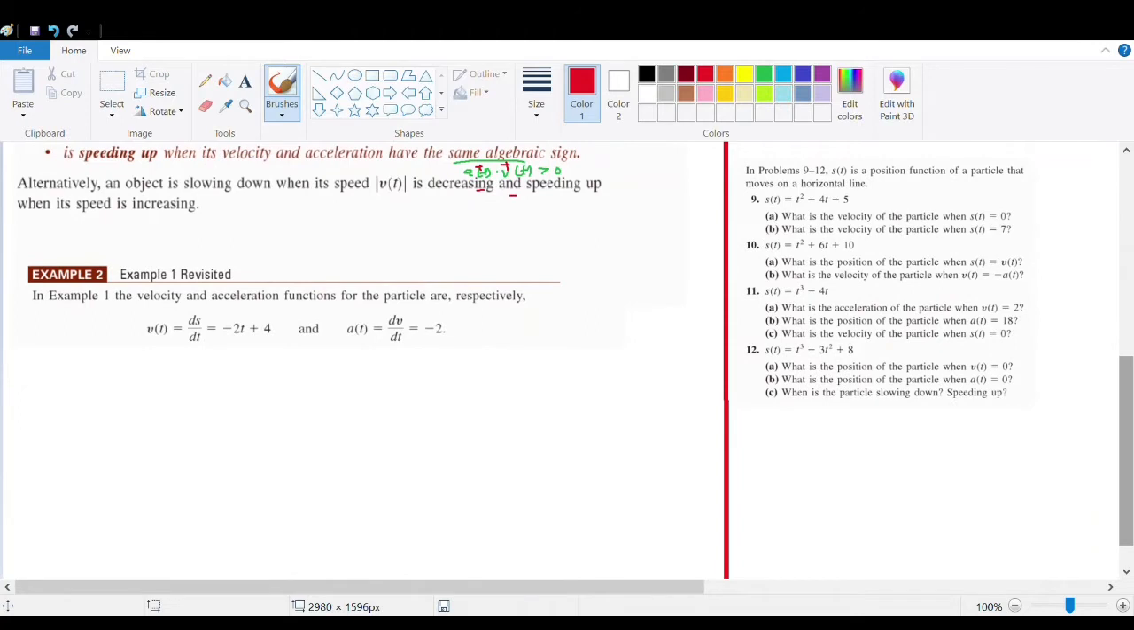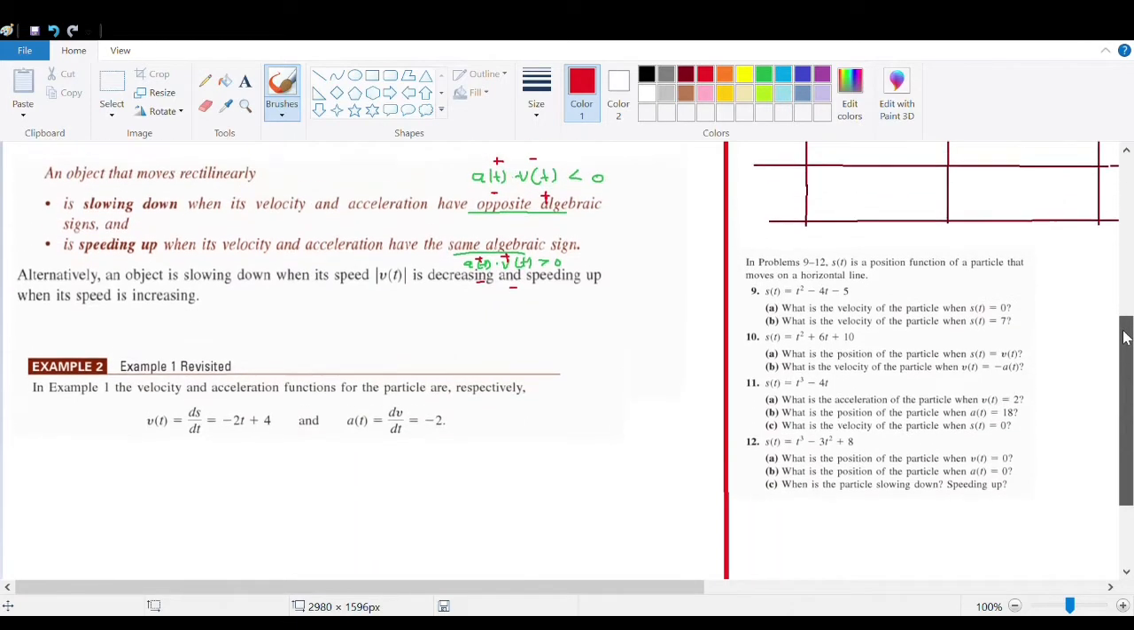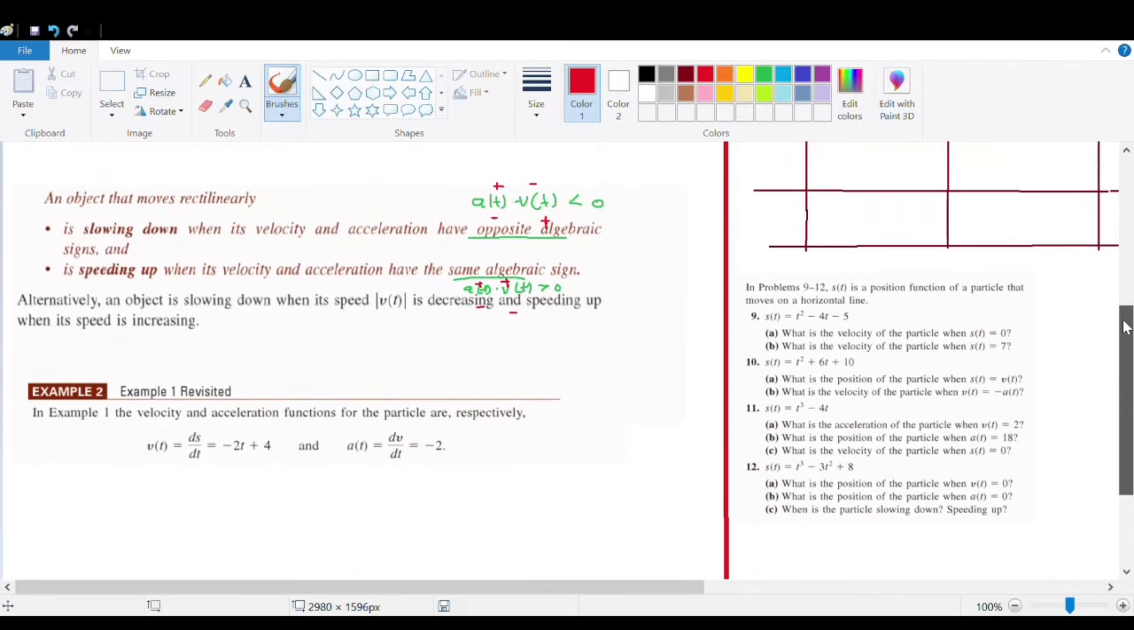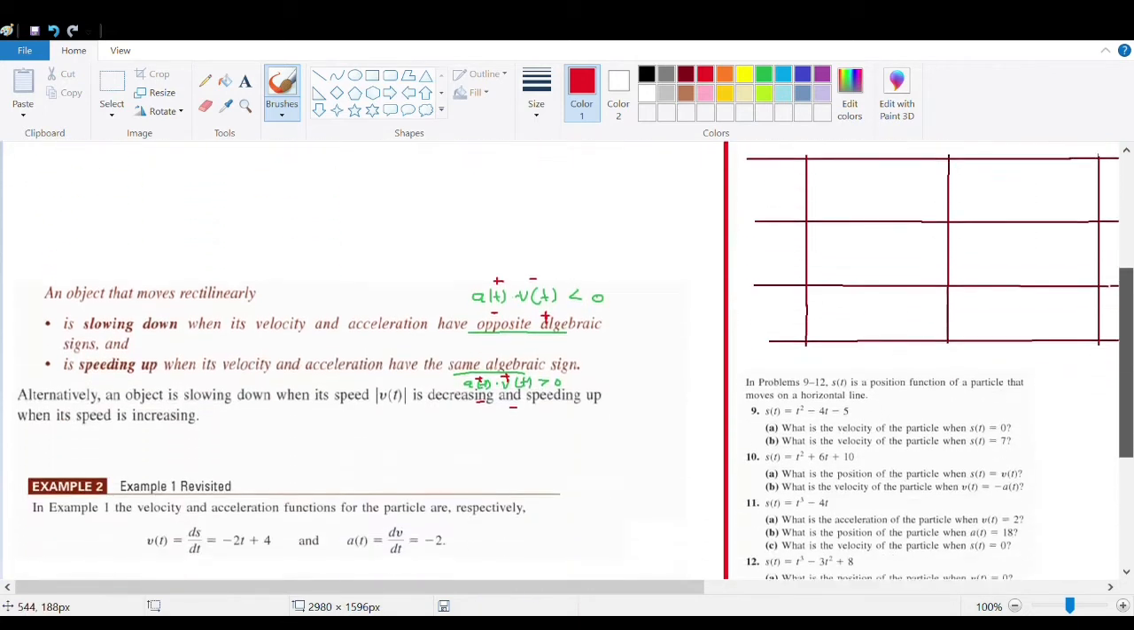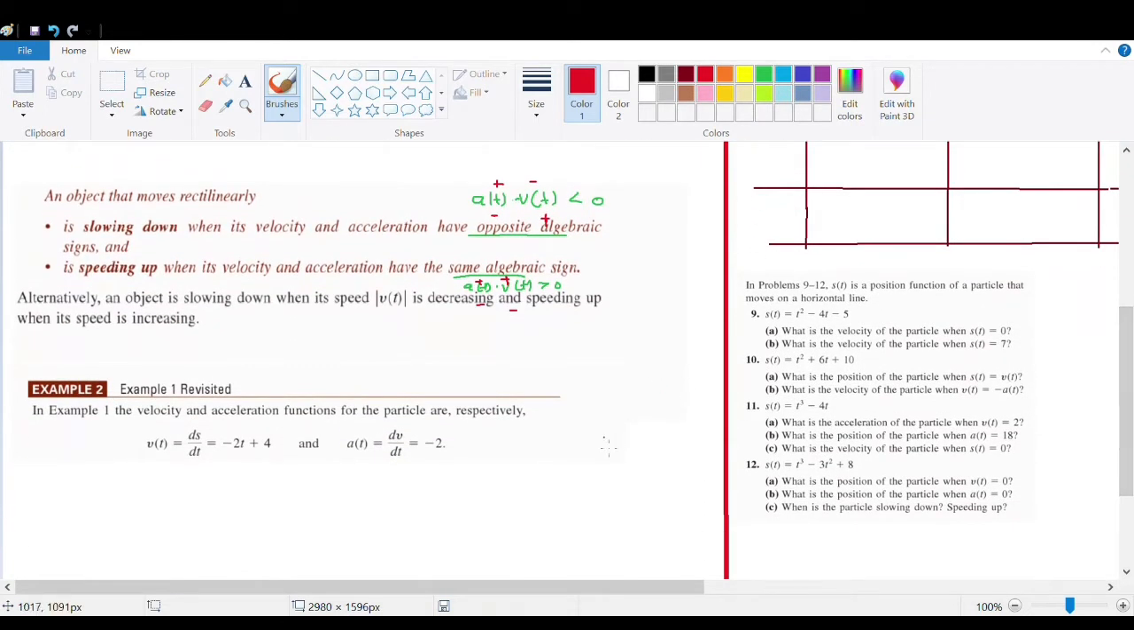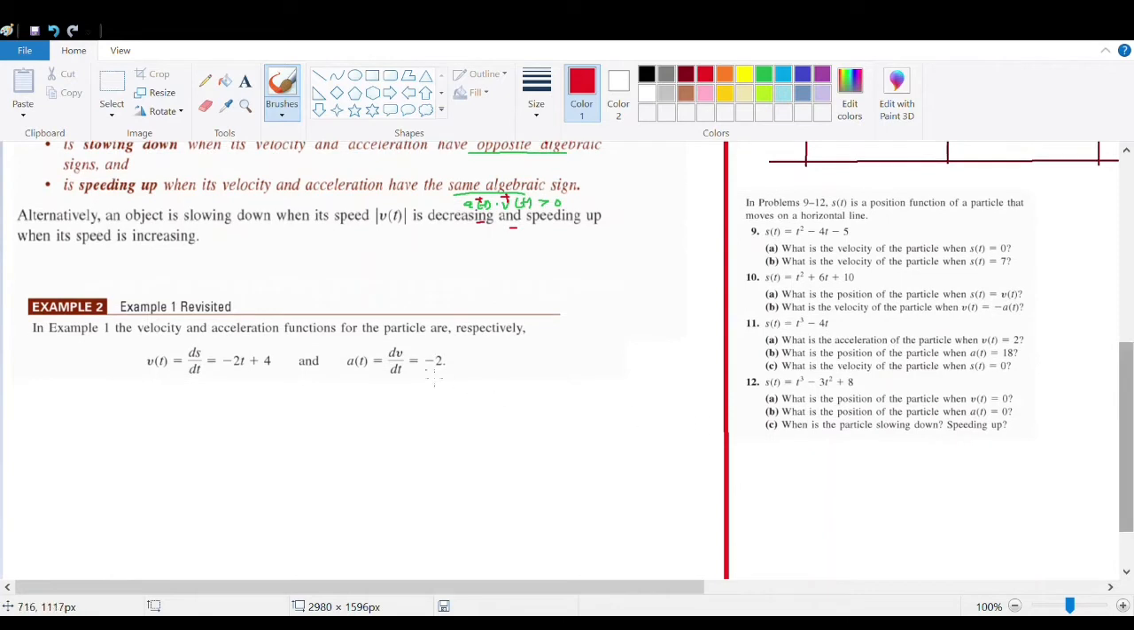So in example 1, the velocity and acceleration functions of the particle are respectively. To know the function of the velocity, we just need to differentiate this one, so it will be minus 2t plus 4. This is the derivative of s, that means it is the velocity. To know the acceleration, we need to find the derivative of the velocity, which is the derivative of minus 2t plus 4, which gives us minus 2.